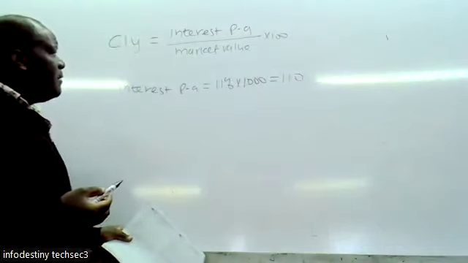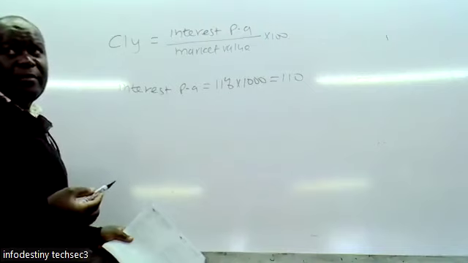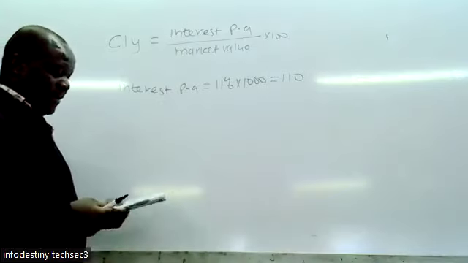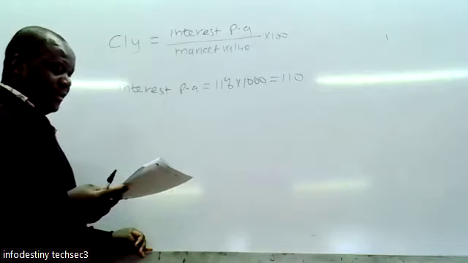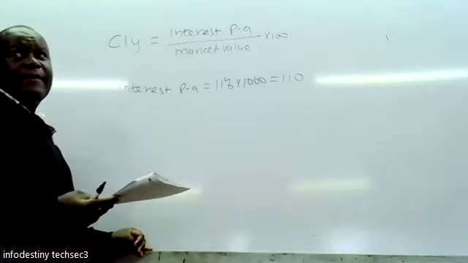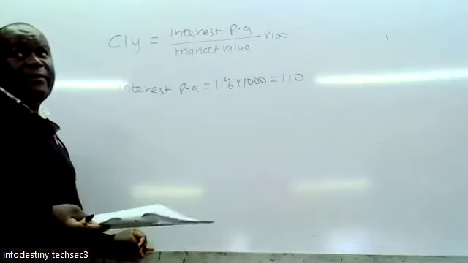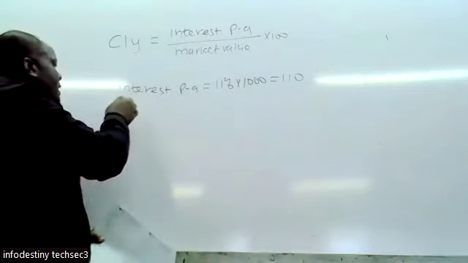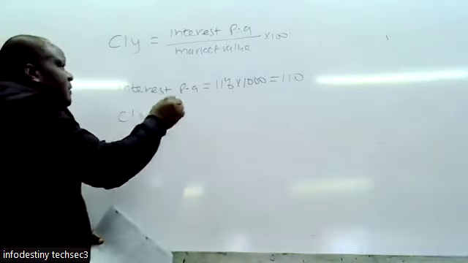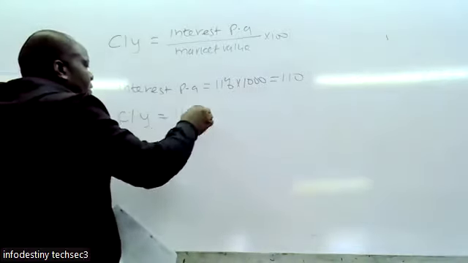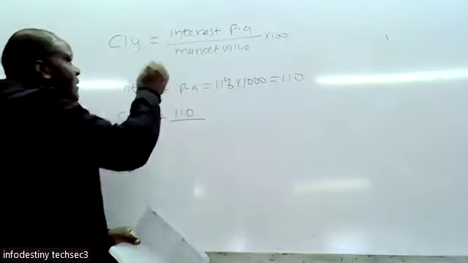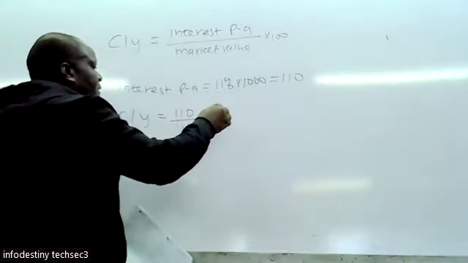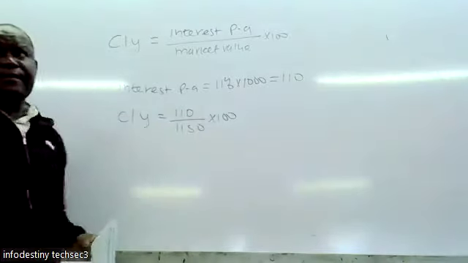Then the market value. The question told us that they currently sell for how much? 11.50. That's now the market value. So it currently sells at 11.50. So now your current yield, you simply take that 110, which is the interest, divide by the market value, which is 11.50. Then you express it as a percentage.